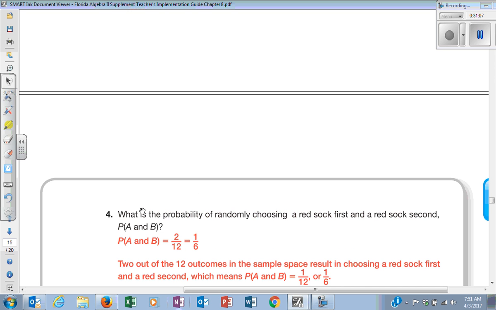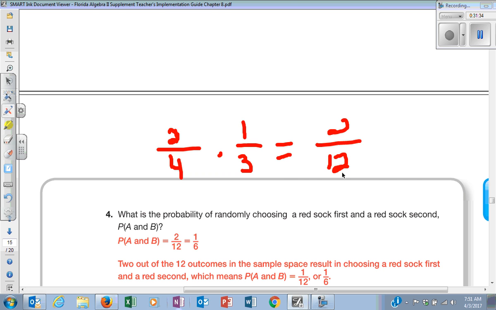Now, what is the probability of choosing a red sock first and a red sock second? Well, there's a 2 out of 4 chance for the first time, right? Times, because we do it, 1 out of 3 chance for the second one, and that becomes 2/12. And what does 2/12 reduce to? 1/6. Does everybody understand where we're getting this from?